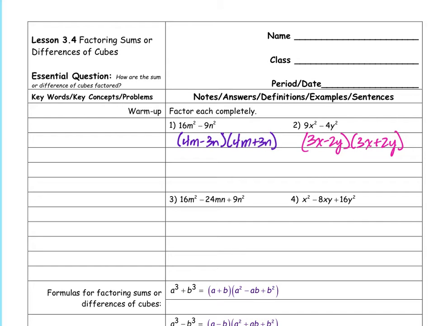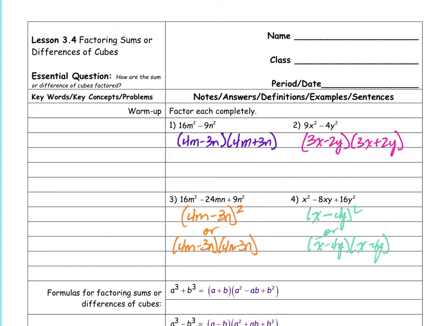It doesn't matter what order I multiply things in. The third one is 4m minus 3n squared. Or I could write it as 4m minus 3n times 4m minus 3n. Doesn't matter. Okay, and then the last one is going to be x minus 4y squared, or x minus 4y times x minus 4y. Okay?